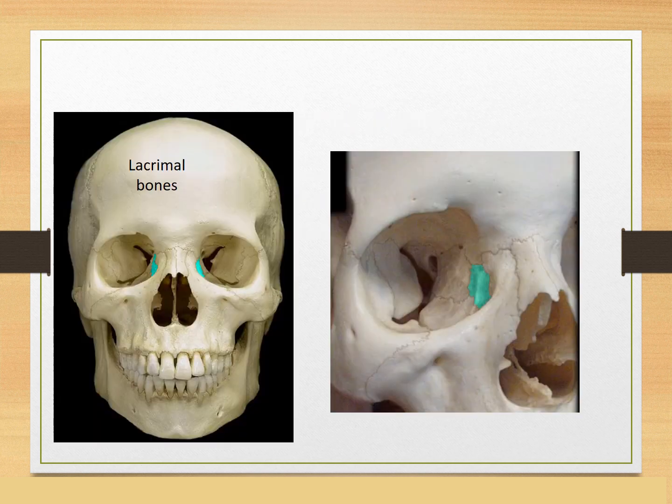So you can see these are kind of small bones. They're a little bit deep to the anterior aspect of the skull, and it's maybe a little difficult to see here. A little easier on the right hand view. You can see there's a little opening there where it houses the nasolacrimal duct.